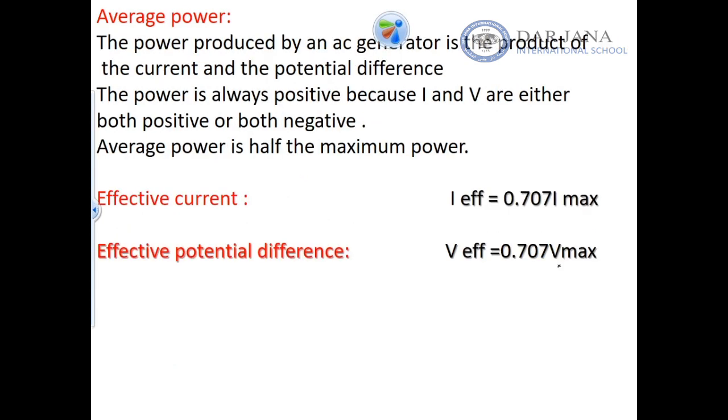The power produced by an AC generator is the product of the current and the potential difference. We all know that power is equal to I times delta V. The power is always positive because I and V are either both positive or both negative. Average power is half the maximum power.